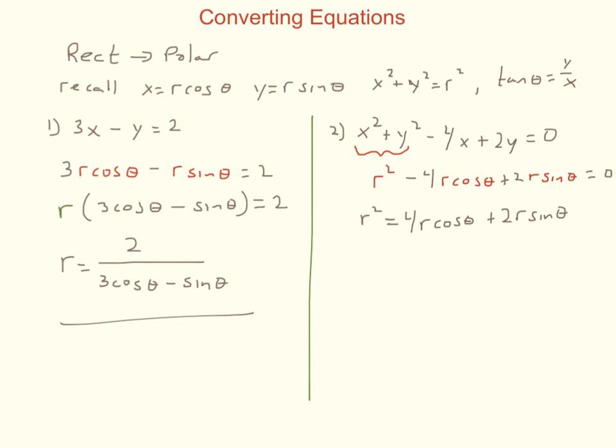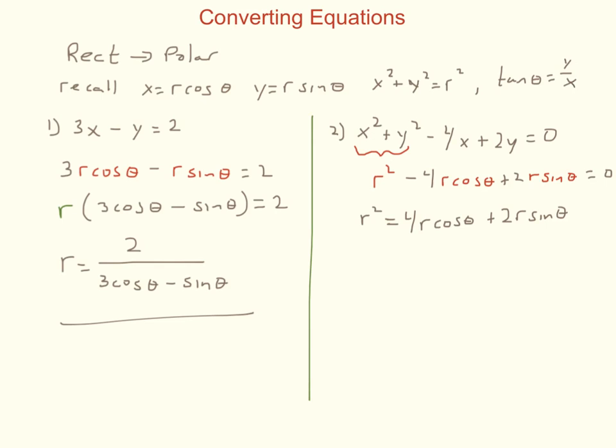So the first example that we have on this one is 3x minus y equals 2. And I want to convert that into a polar equation. Well, what I do is I know that x is r cosine theta and y is r sine theta, so I just replace the x and y with r cosine theta and r sine theta respectively. I pulled out the common factor of r, so I have r times 3 cosine theta minus sine theta equals 2. And then dividing by this quantity, I get r equals 2 divided by 3 cosine theta minus sine theta. And that would be our polar equation.